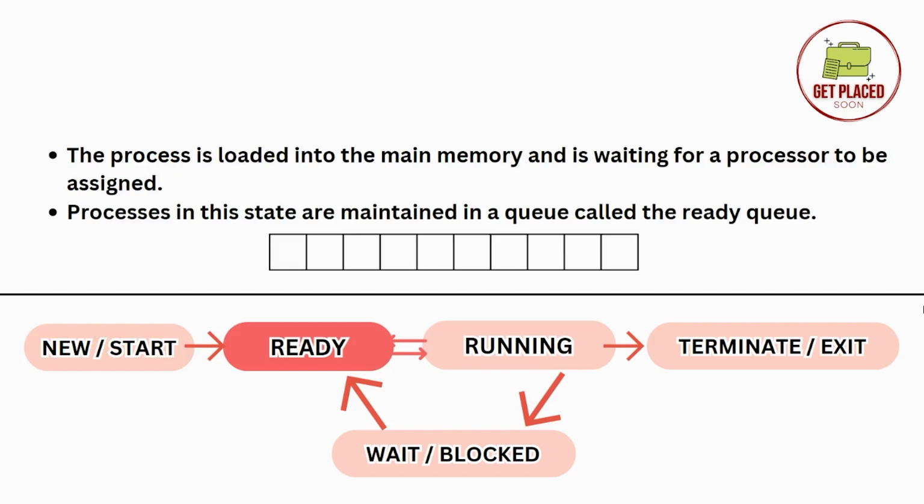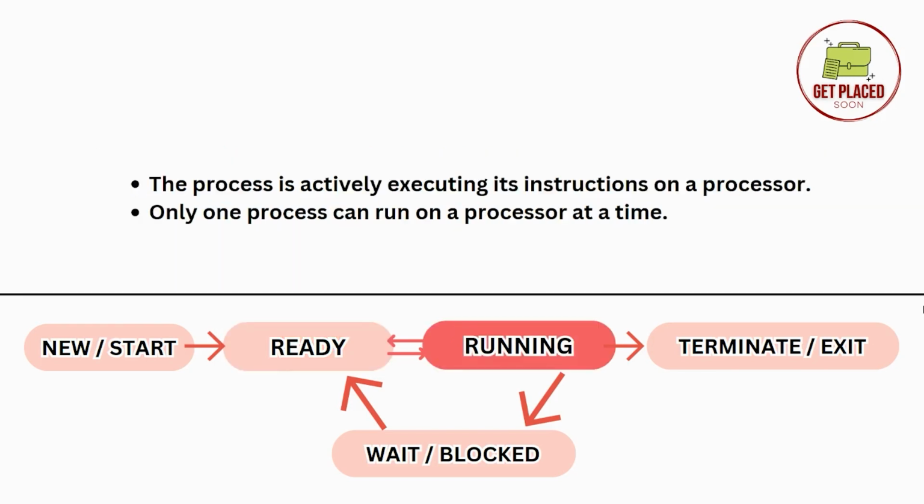Moving ahead, we have the ready state. After creation, the process enters the ready state, as you already know. The process is loaded into the main memory and is waiting for the processor to be assigned. There might be a lot of processes waiting to get executed, right? So all these processes are stored in a queue called the ready queue. Once the process is dequeued from the queue, it will go to the next state, that is the running state. When it is given a chance to execute, that is called the running state. Here all you need to remember is that only one process can run on a processor at a time.